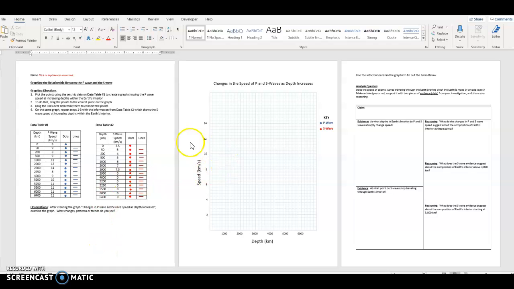Okay, so to fill out the graph on this, you're going to use these points and the associated lines that go with them to fill them out. So you'll drag the points. For instance, table 1, this is a P wave. It says depth at 0, so depth is here, 0 is here, and then the speed is at 6, which is right up here. So you'll take the dot and you'll move it over.